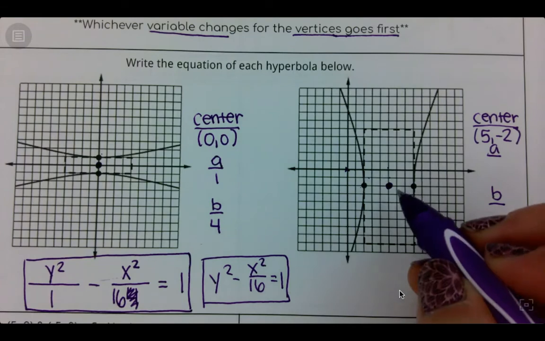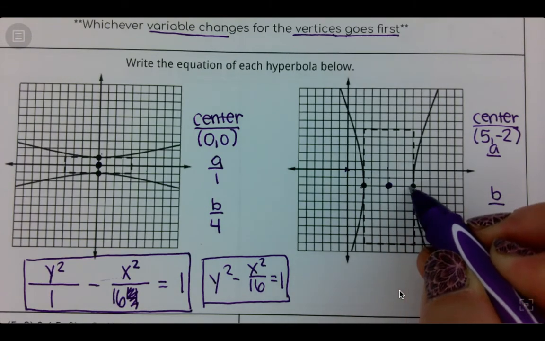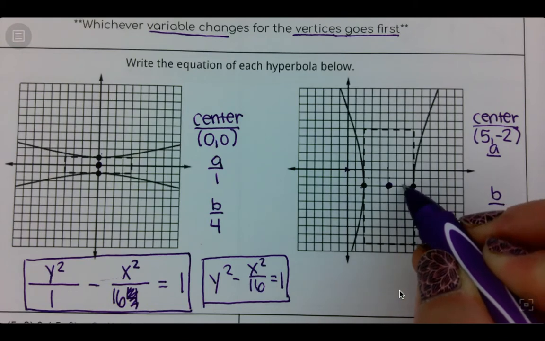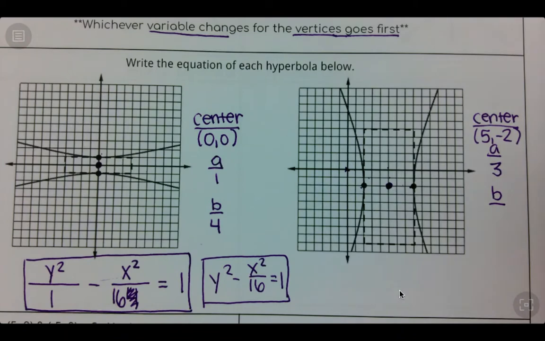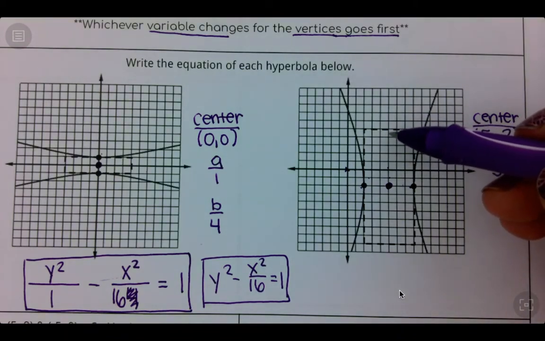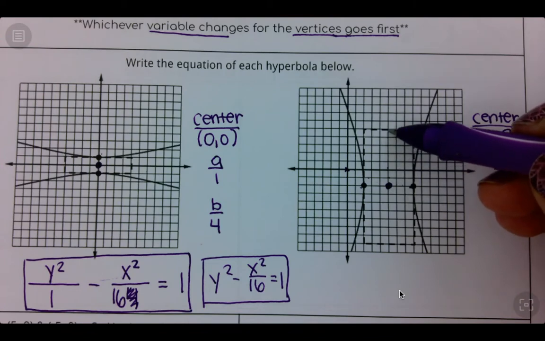A is the distance between the center and the 2 points that have lines going through them, these 2. Those are 1, 2, 3 away. B is just the edge of the box where you don't actually have a point there. So that's 1, 2, 3, 4, 5, 6, 7.